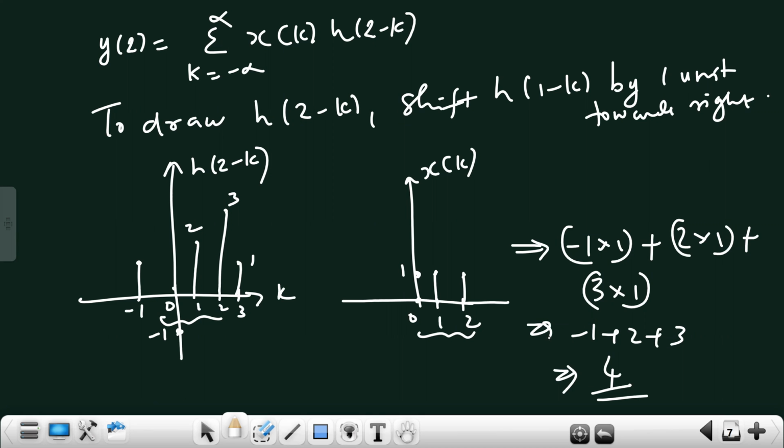Correct now? Did you get this answer, y of 2 as 4? Yes, sir. Okay. Now go for n equal to 3. Vidya, you tell me how you can find y of 3. What is the equation to find y of 3?